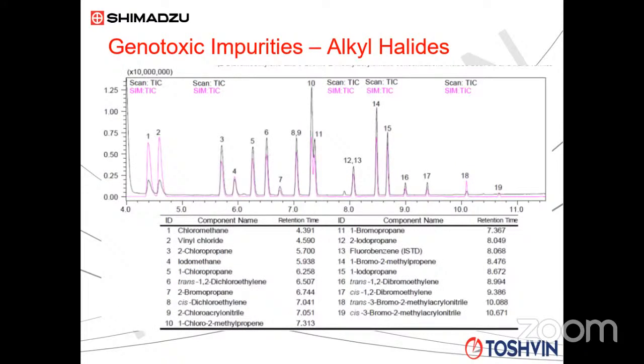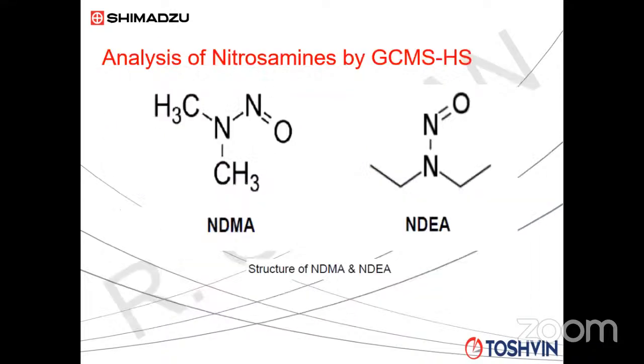So here also we have quantified around 19 different alkyl halides, which are possible genotoxic impurities in API manufacturing in the pharmaceutical industry. Another latest requirement all of you must be knowing is nitrosamines, the presence of nitrosamines in drugs. Nitrosamines are extremely carcinogenic compounds.